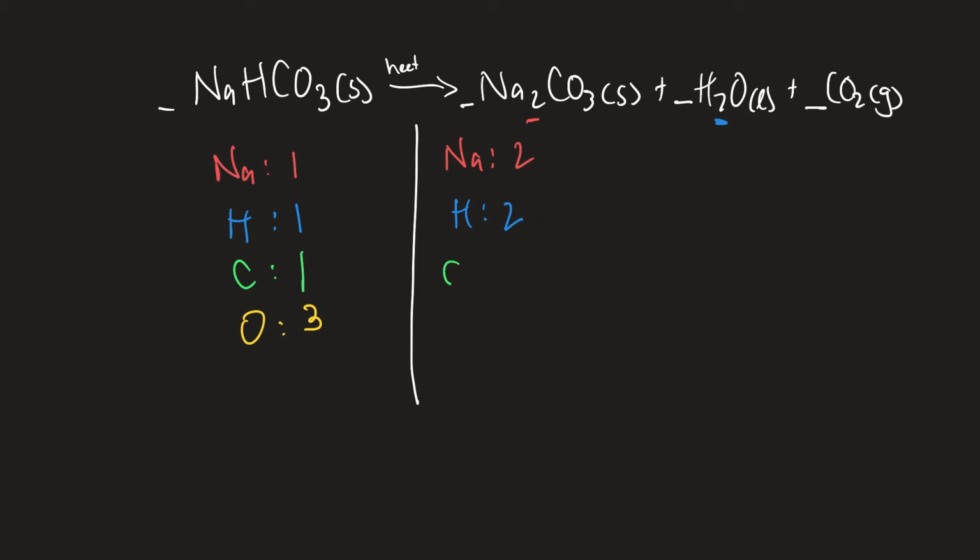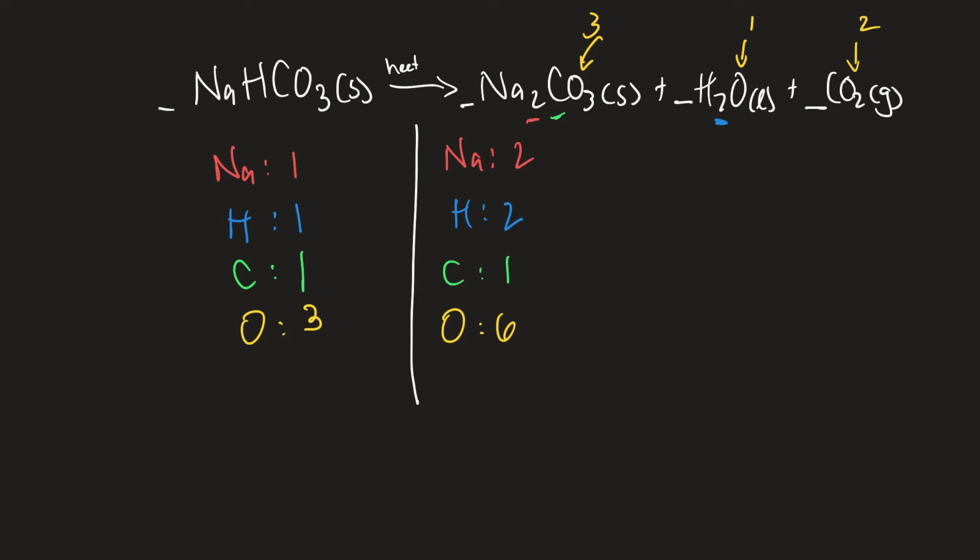For my carbon, I have just 1 carbon. And then for my oxygen, oxygen is kind of funky here. There's 3 here, there's 1 here, and there's 2 here. We add them up: 3 plus 1 is 4, and 4 plus 2 is 6. So I have 6 oxygens.